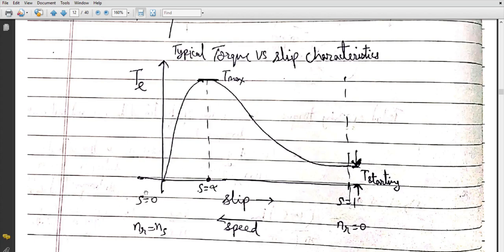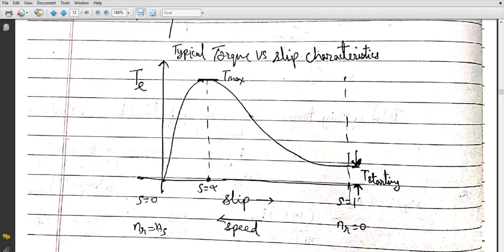Because what is s? Slip is nothing but (nr minus ns) divided by ns. So when nr equals ns, the slip will be equal to 0. You can see, as we move from left to right, your slip increases from 0 to 1, and as we move from right to left, your speed increases from 0 to ns. So obviously you know that speed and slip are inversely proportional. As your slip increases, obviously your speed will decrease.